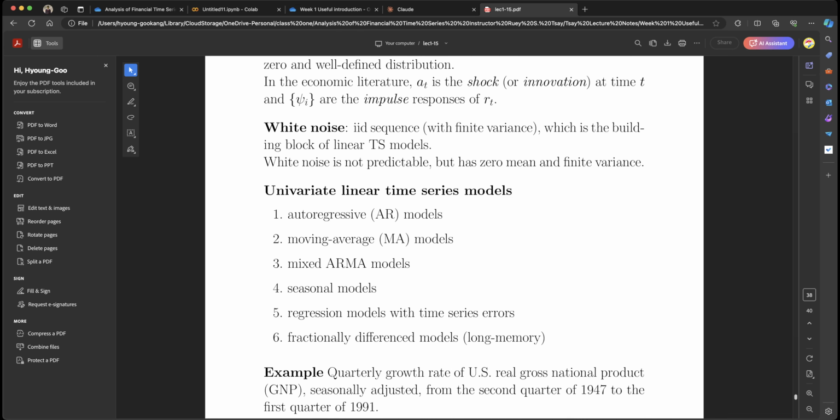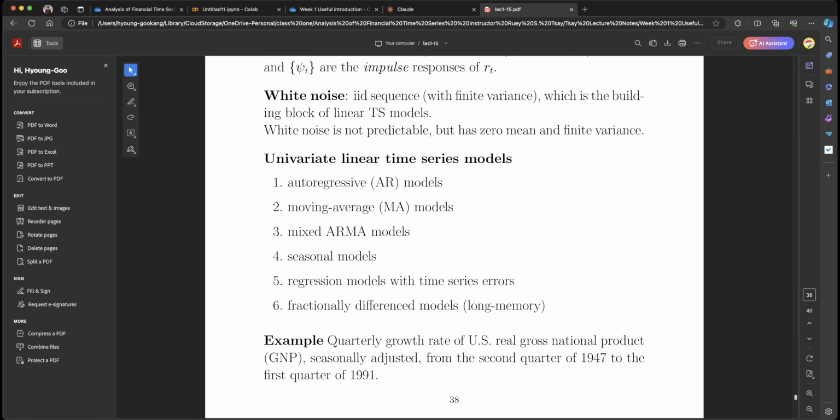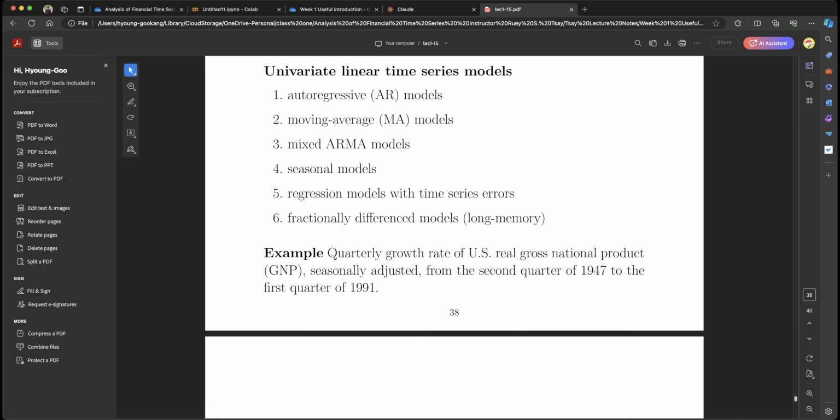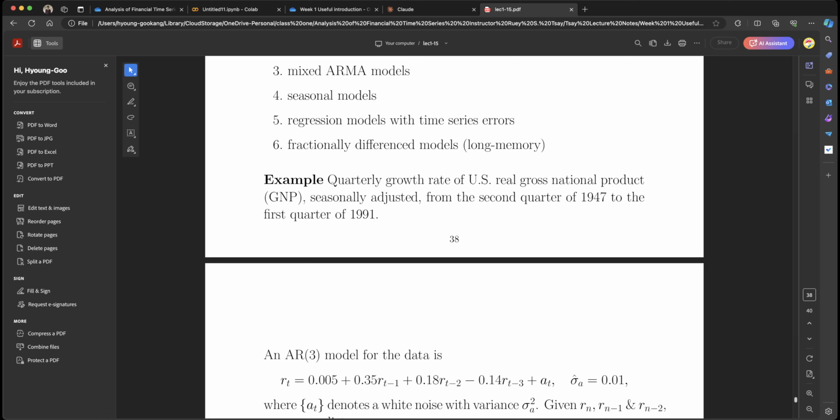Now, univariate time series models. Examples include the autoregressive AR model, the moving average MA model, the mixed ARMA model, the seasonal model, the regression model with time series errors, or the fractional differencing model like a long memory model. Example: the quarterly growth rate of U.S. real gross national product (GNP), seasonally adjusted, from the second quarter of 1947 to the first quarter of 1991.